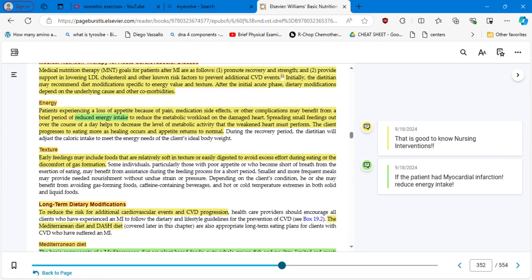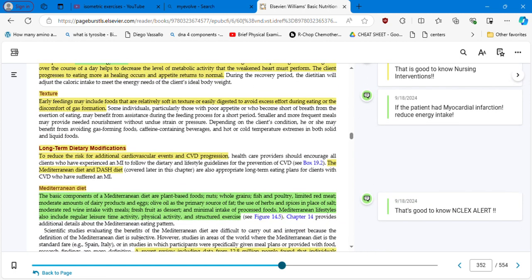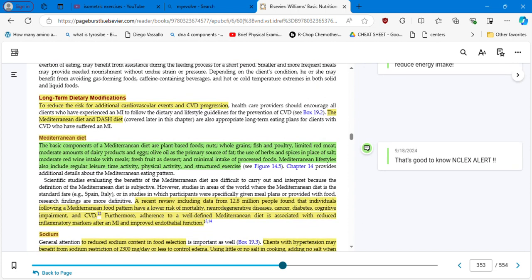Texture. Early feedings may include foods that are relatively soft in texture or easy to digest to avoid excess effort. So reduce energy intake in myocardial infarction. Okay, so a little bit of puree here and there, right? Long-term dietary modifications to reduce the risk for additional cardiovascular events and CVD progression. We are going to use the Mediterranean diet and the DASH diet, right?